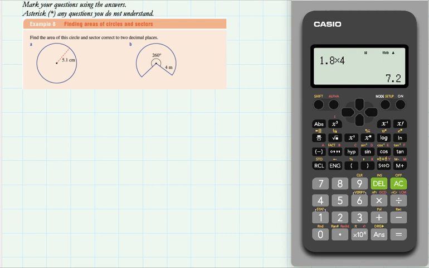We're going to be finding the area of circles and sectors. So we will need a calculator for this, so please make sure you have it ready. Let's go through part A.